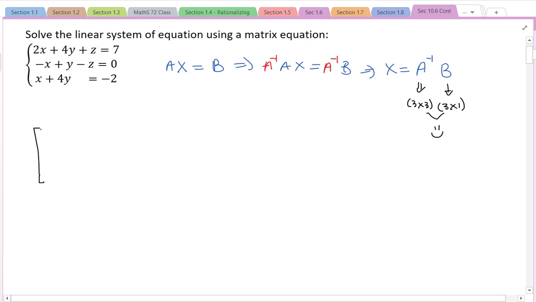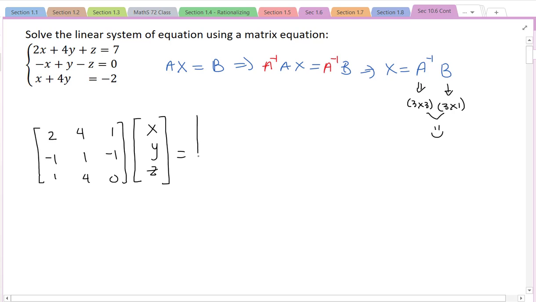So I'm going to have A is 2, -1, 1. Those are the coefficients of X. Then the coefficients of Y, 4, 1, 4. And then the coefficients of Z, 1, negative 1, 0, times X. The matrix X is the matrix XYZ equals B. So the matrix B is what's on the right side of the equations in the system. So 7, 0, and minus 2.